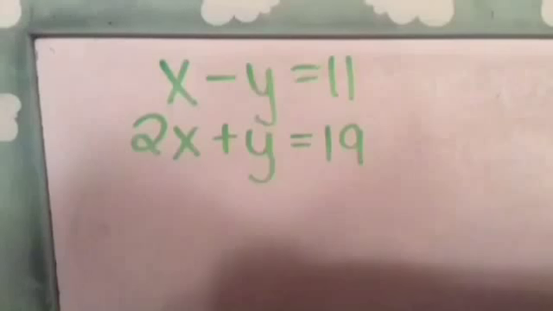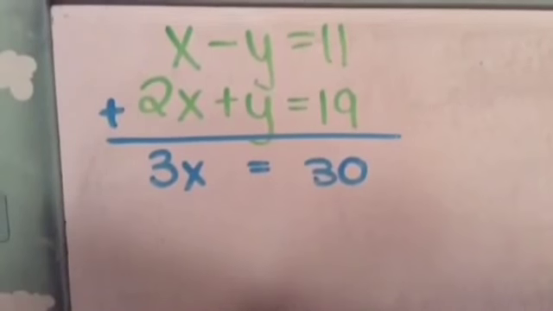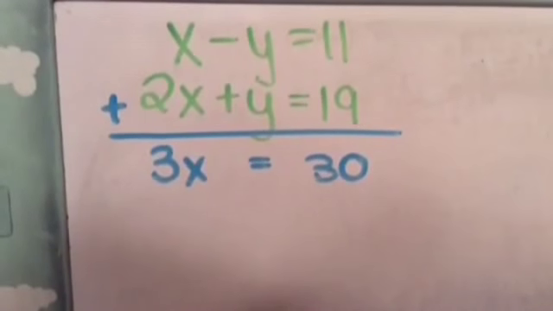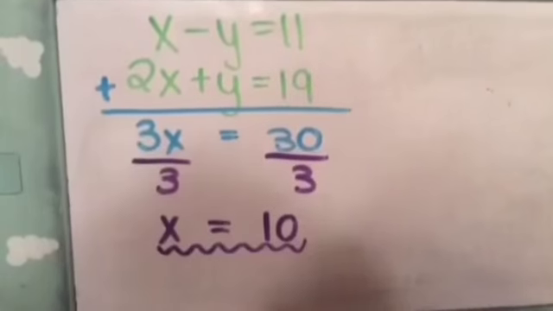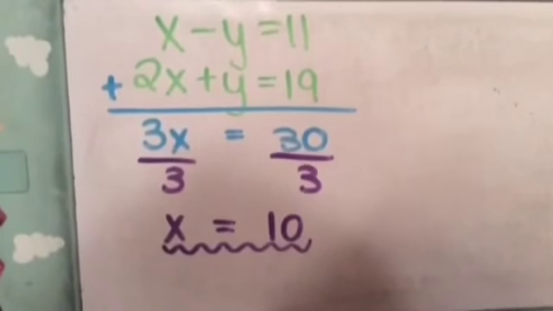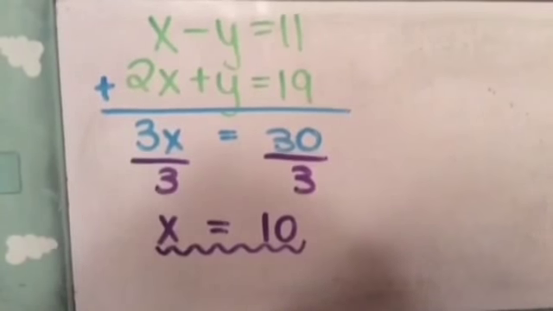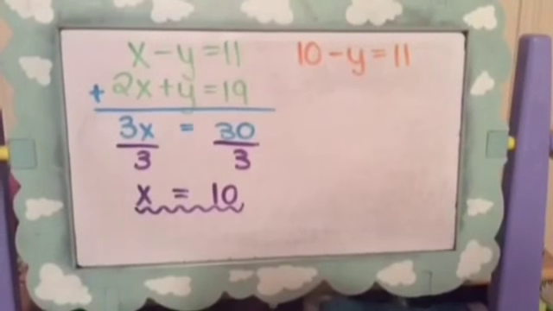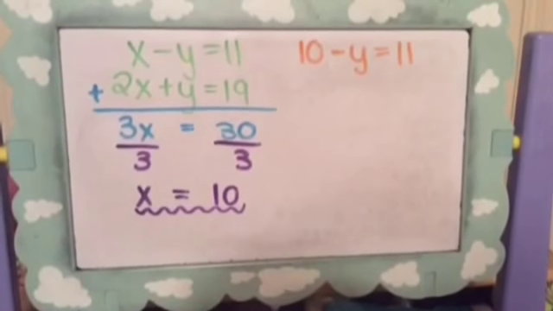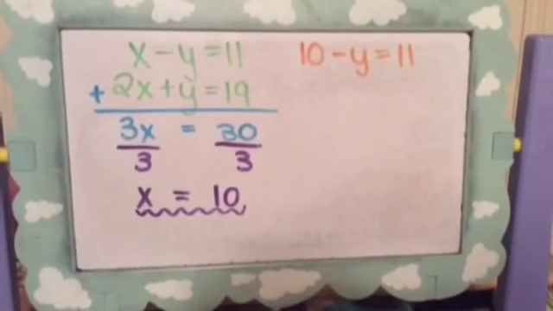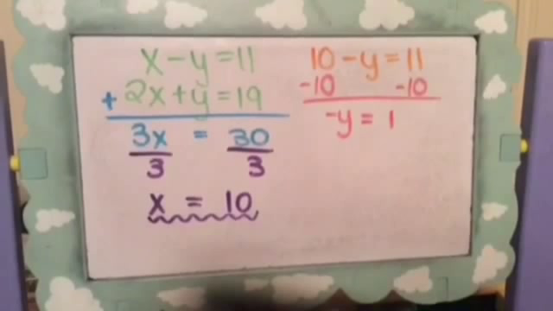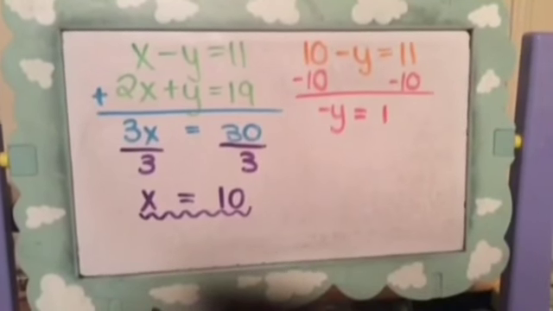Example 1. The first step is to add, which eliminates both of the y's, so 3x equals 30. Then you solve for the remaining variable by dividing by 3, so x equals 10. Then you plug in the solution in one of the original equations to solve for the other variable. To isolate the variable, subtract 10 from both sides.